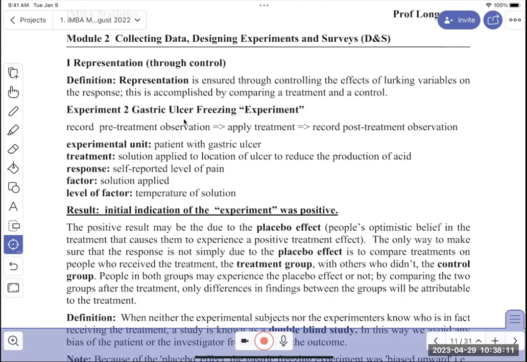Here's the experiment. We're going to see whether this new treatment is going to improve the pain or resolve the pain for someone who's suffering from a stomach ulcer. What we're going to do is ask them how they feel before applying any treatment. Ahead of this, we're going to screen them to make sure that they are safe to join the trial.